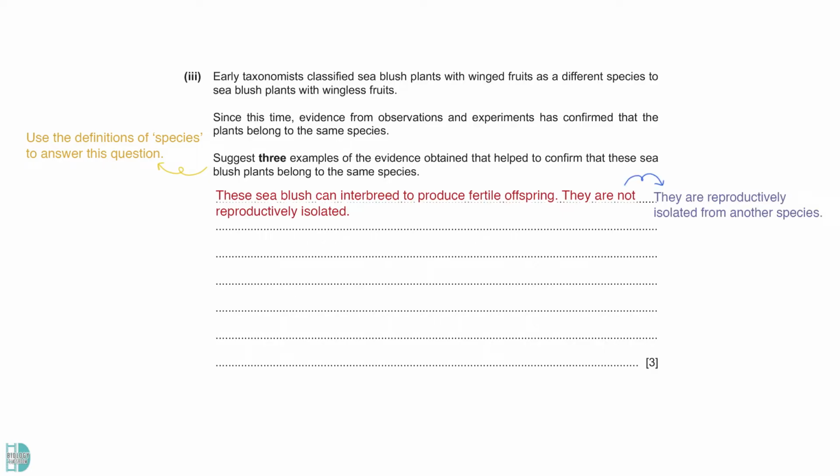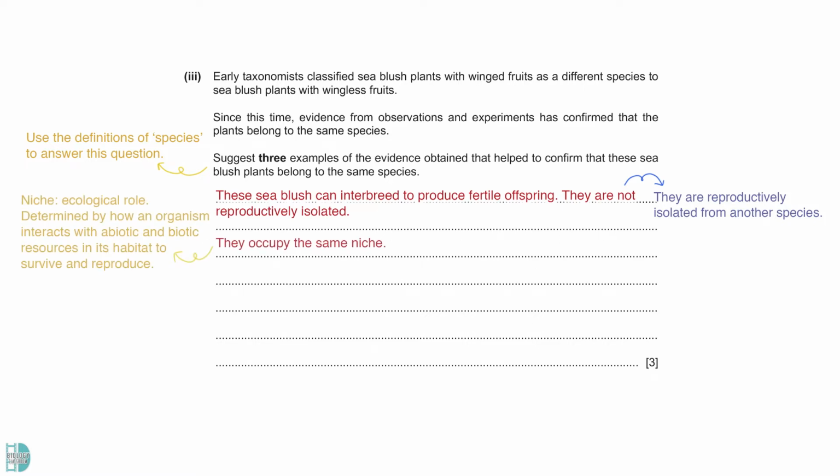The second way is to use the concept of niche. Niche is a species' ecological role determined by how it interacts with abiotic and biotic resources in its habitat to survive and reproduce. If 2 organisms belong to the same species, they should occupy the same niche. The third way is by using the similarities between the organisms. The same species should have similar morphology, physiology, behavior, and biochemistry.